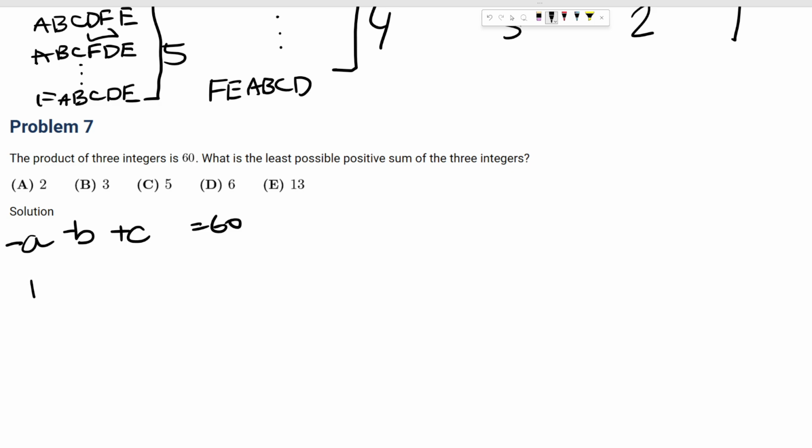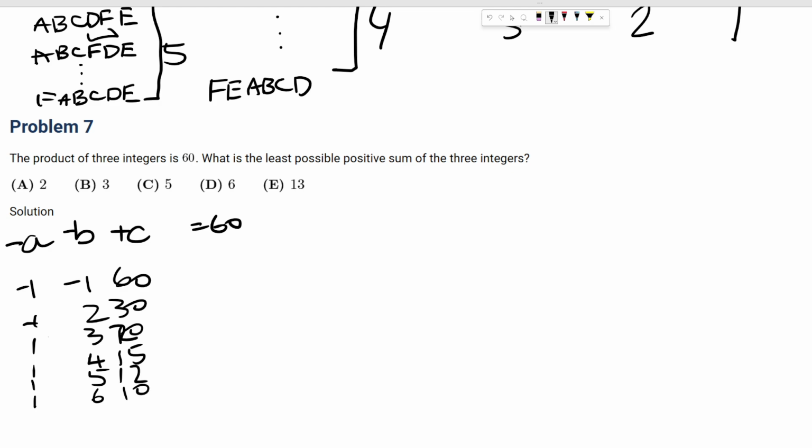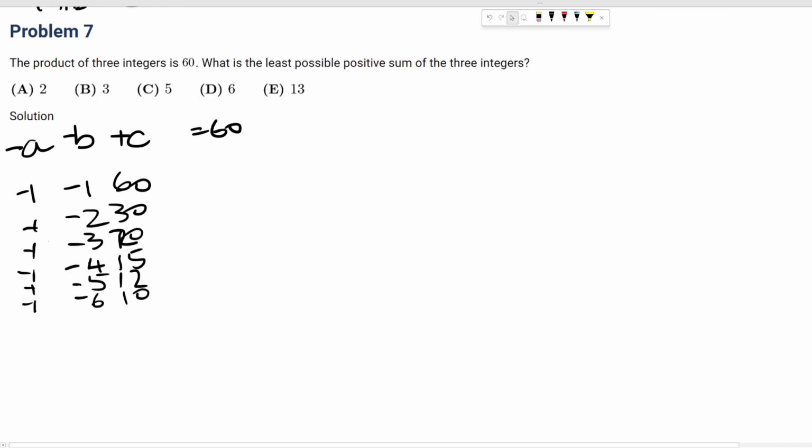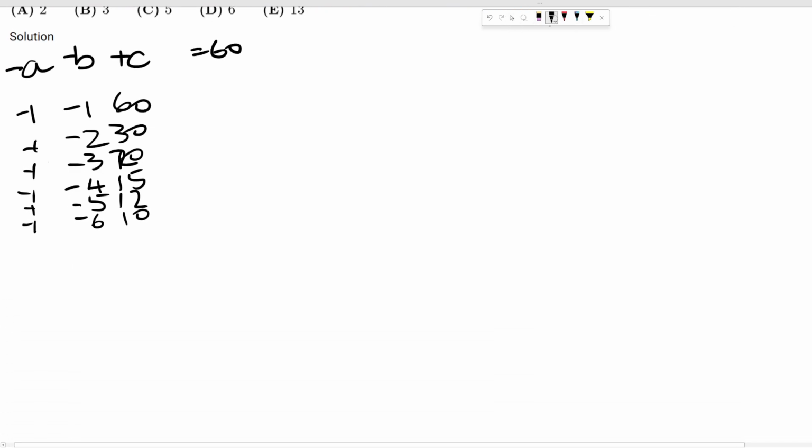So then let's say A is 1, right? Then we have 1 and 60, 2 and 30, 3 and 20, 4 and 15, 5 and 12, 6 and 10, right? And A and B are negative, so we're going to put a negative in front of all of these. And now we're just going to add these up and see which ones work. Clearly, -1, -6, and 10 is the best option right here. This gives us a sum of 3.